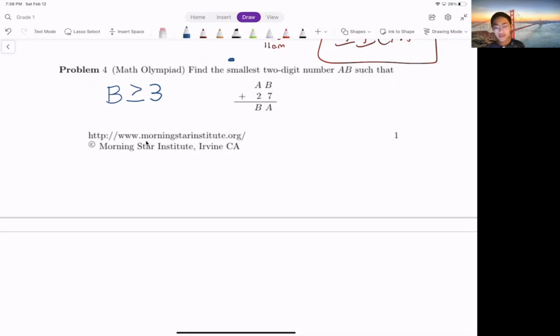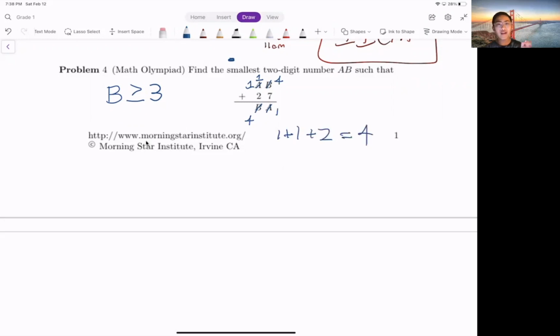So let's try out 3. We can cross out B as 3, and start off on the right side. 3 plus 7 is equal to 10, but this means that A must be 0, which is not possible. So therefore, 3 is not a possibility. Next, let's try out 4. If we cross out B as 4, we can say 4 plus 7 is equal to 11. So A is 1, and we carry the 1 over here. And as we can see, 1 plus 1, because we carried a 1 and A is also 1, so two 1s plus a 2 is equivalent to 4.